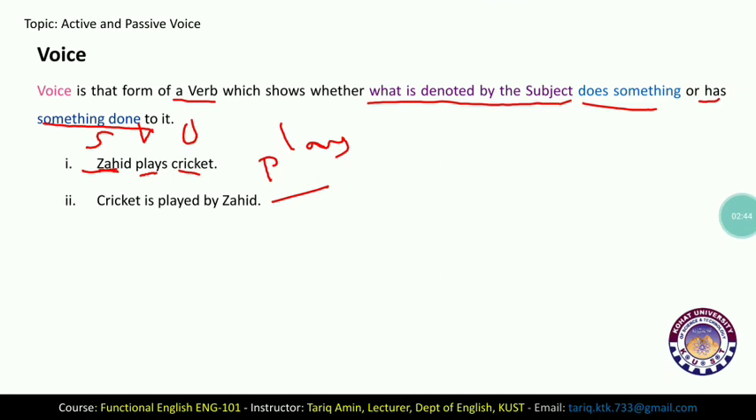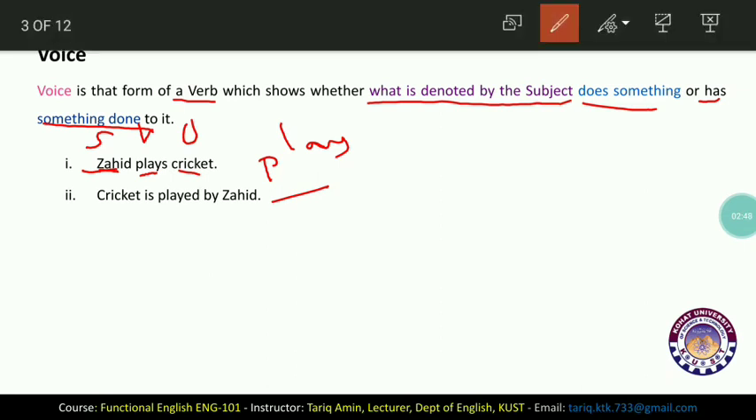Let's discuss another example. Example number 2: cricket is played by Zahid. In this example, cricket is the subject, played is the verb, and Zahid is the object. Let's check the second part of the definition of voice, or has something done to it. The second part applies here: cricket is the subject of the verb played, and it does not do something. It is not the doer of the action. Rather, something has been done to it.